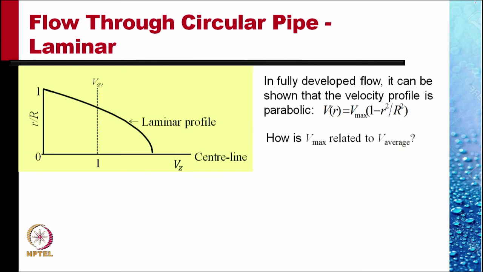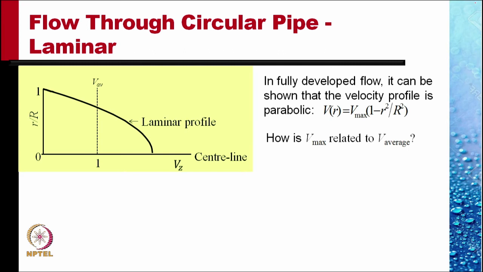In a circular pipe, if the flow is laminar, the velocity profile is parabolic and is given as V is equal to V max into 1 minus r square by capital R square, where r is the distance measured from the axis in the radial direction and capital R is the radius of the tube. V max is the velocity at the center line of the tube where it is maximum.